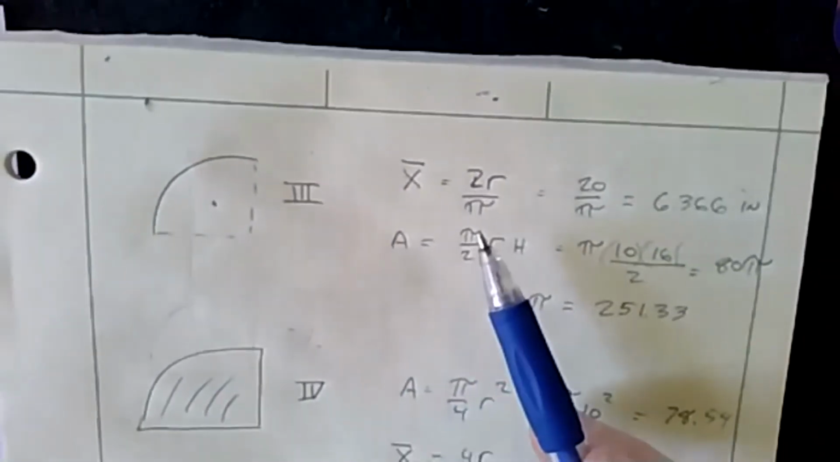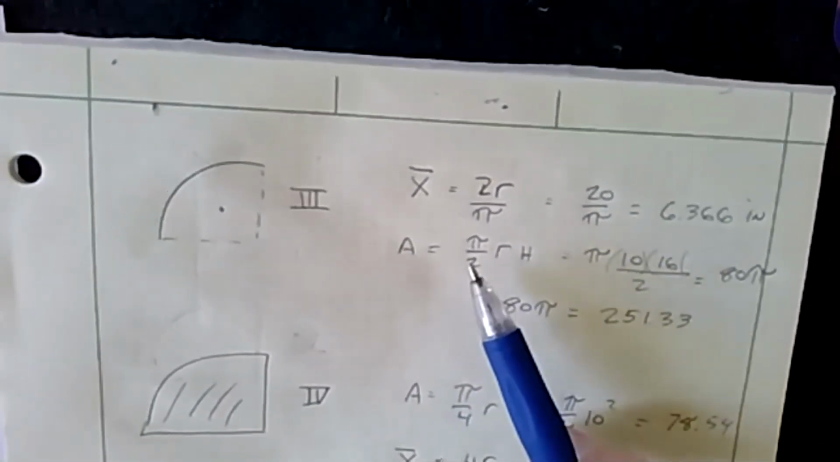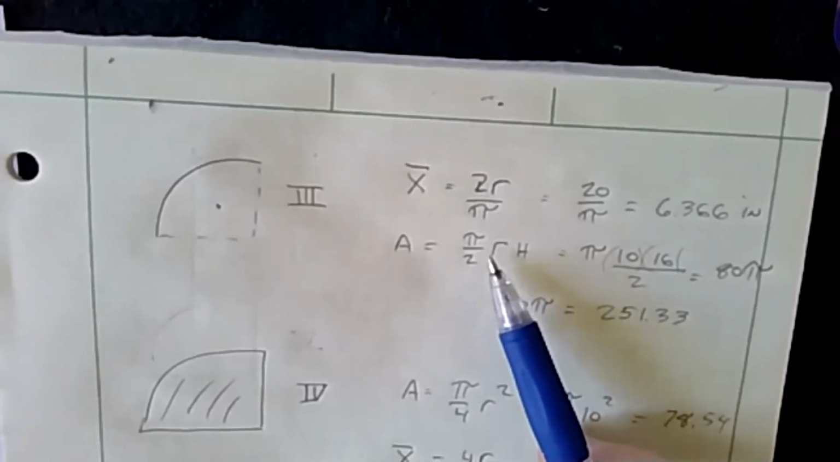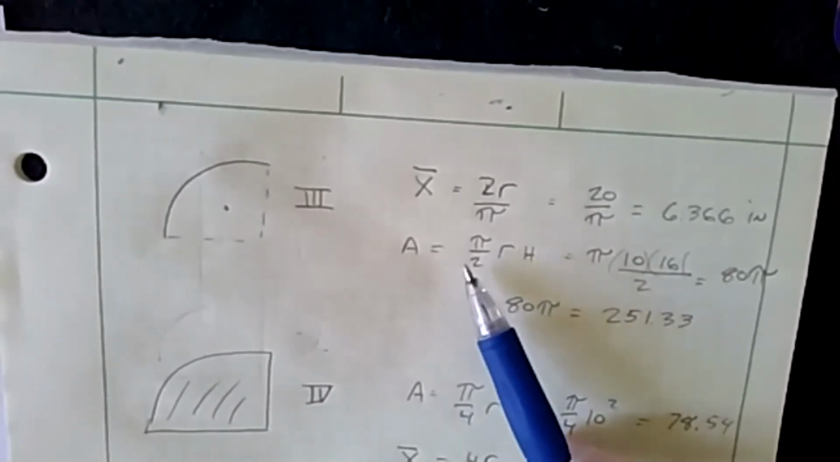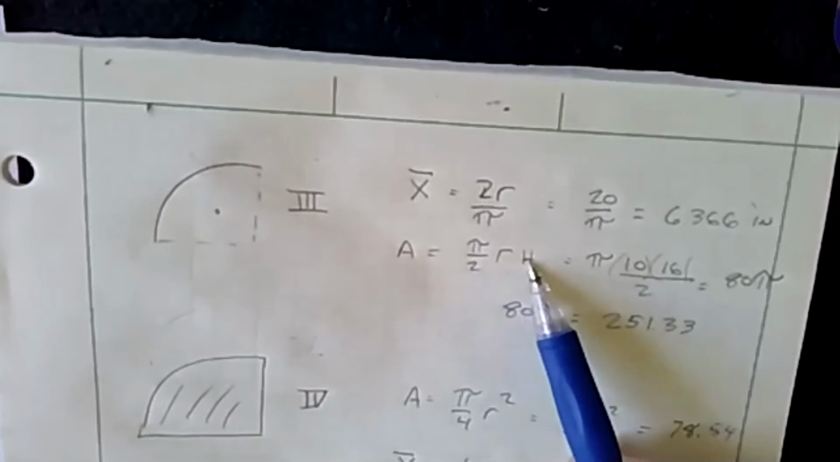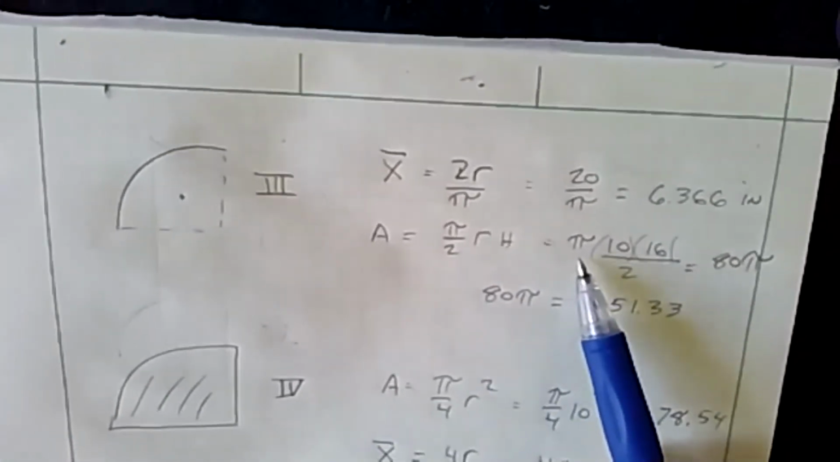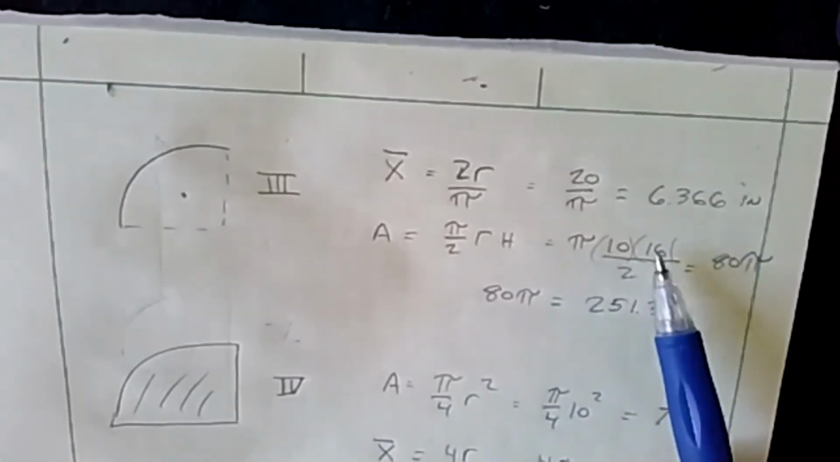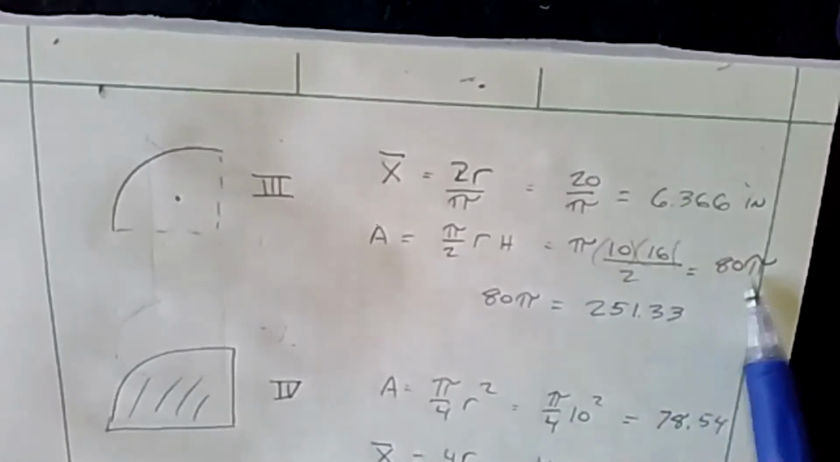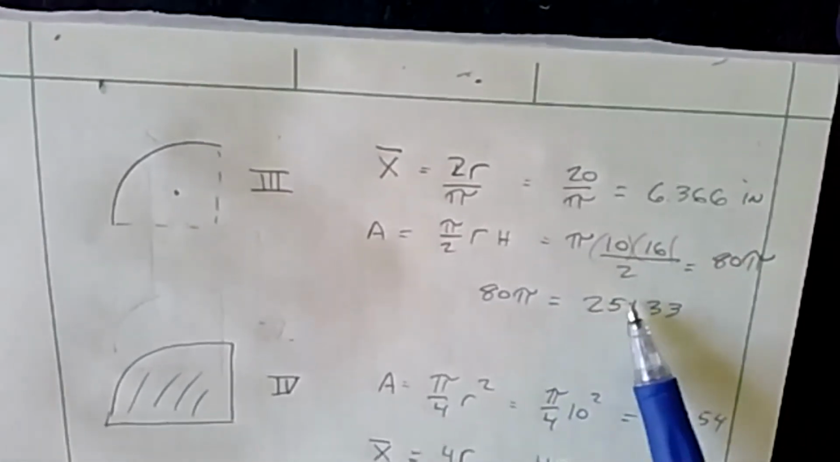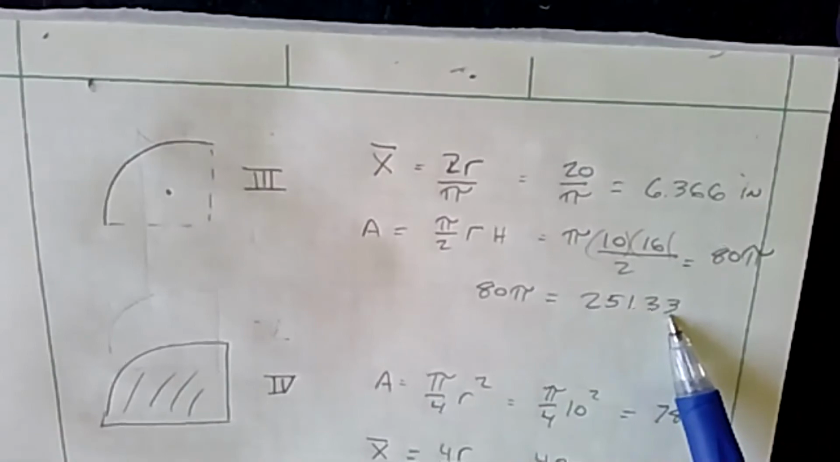And then the area. So the area is going to be the quarter arc, or pi over 2. So 2 pi r, then divided by 4, and then times its height. So we have pi times 10 times 16 over 2, or 80 pi. And 80 pi is essentially 251.33.